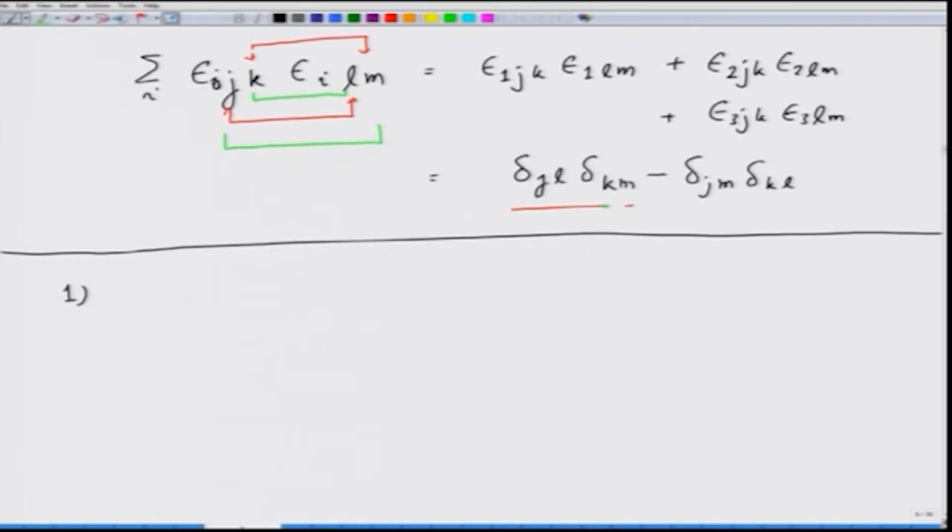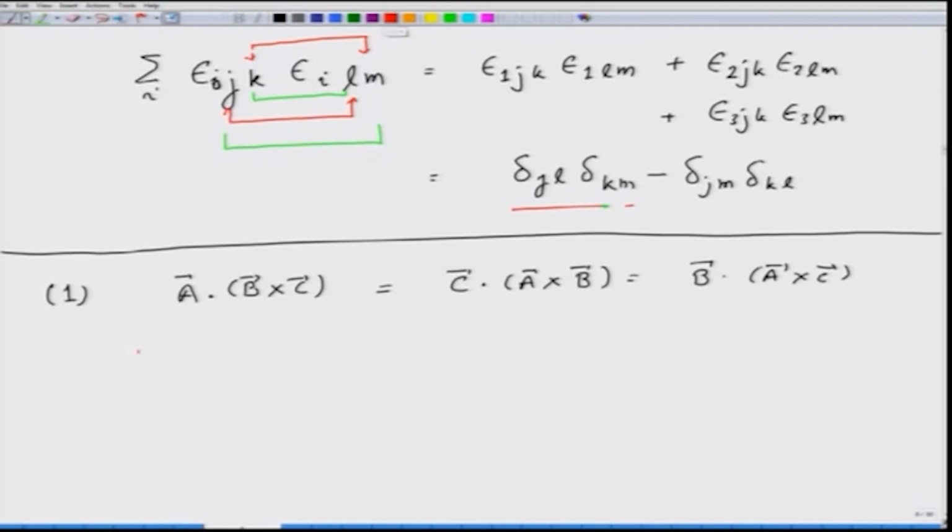One problem I am going to do is prove that A dot B cross C is the same as C dot A cross B, which is the same as B dot C cross A. All right, so let us do that.